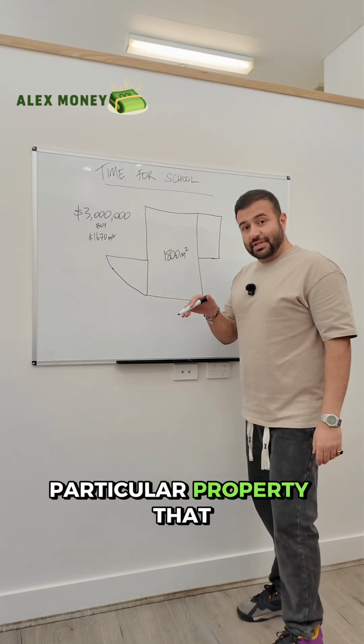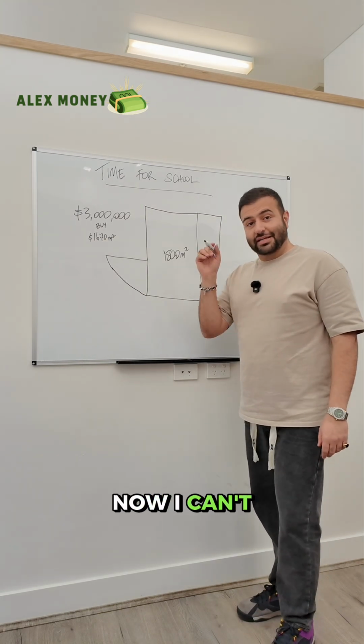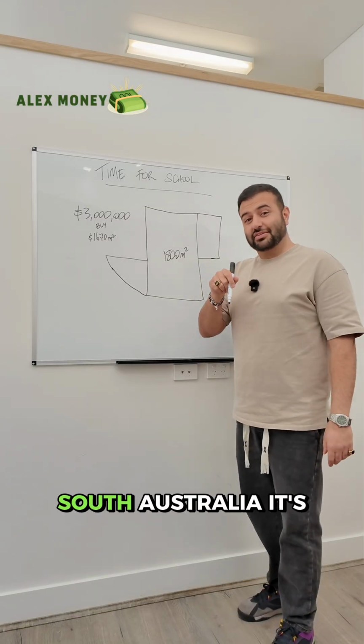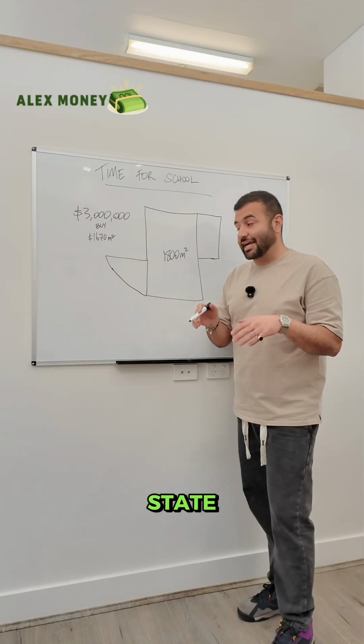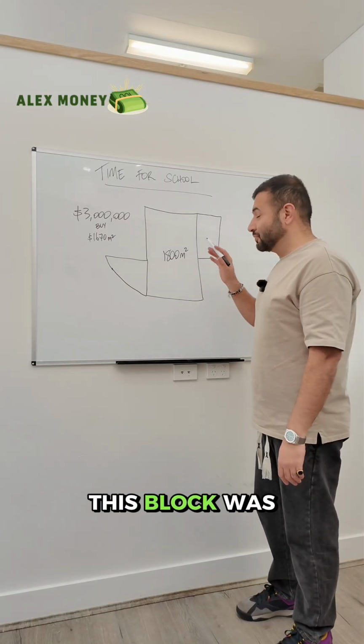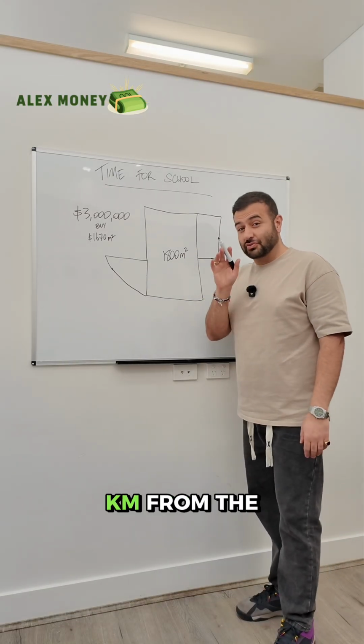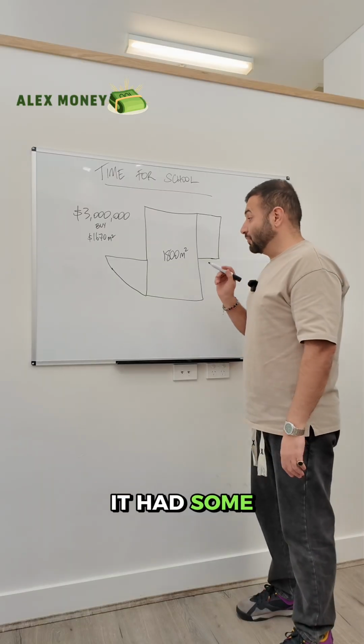This is a particular property that I bought a couple of years back. Now, I can't give you the exact address, but I can tell you in South Australia, it's in the Unley Council area, one of the most expensive council areas in the state. So this is premium land. This block was around about 2.5 kilometers from the CBD. It had some awesome frontages.